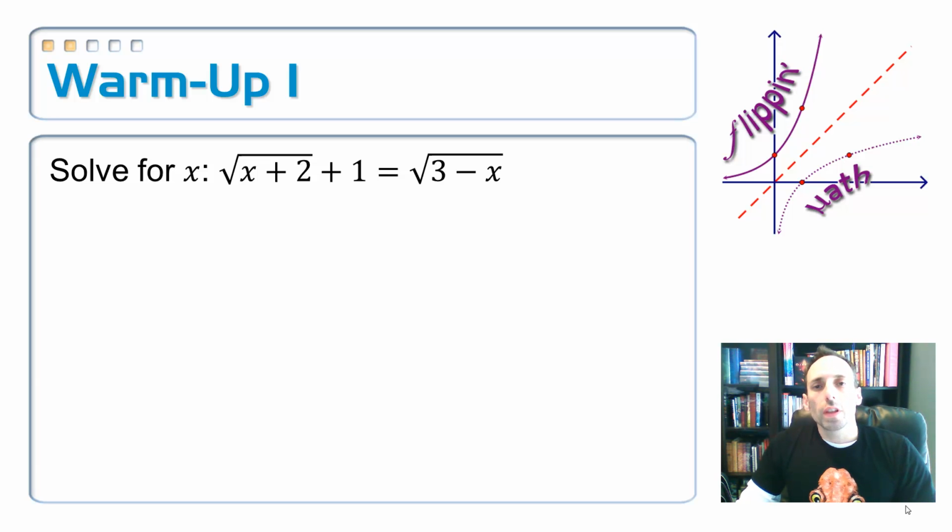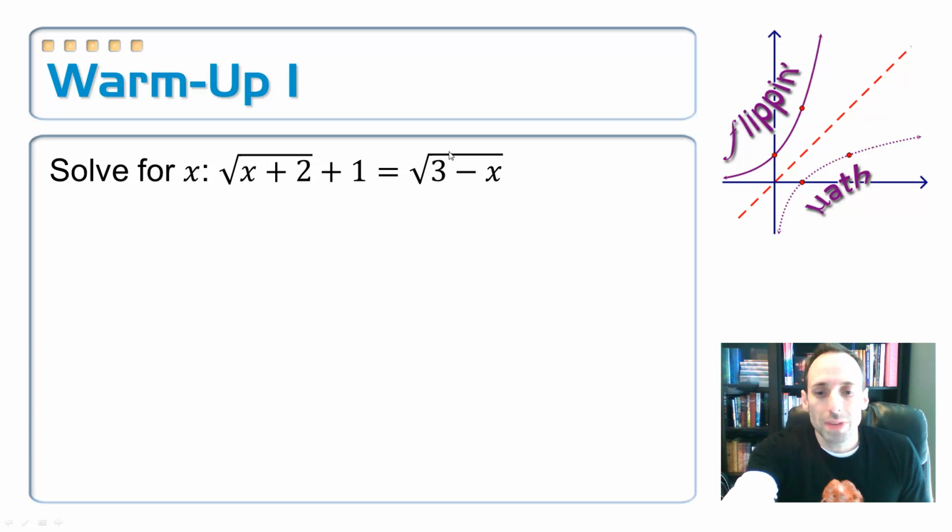So let's start off with a little warm-up. Here I'm trying to solve this square root equation, and there are square roots on either side. That's always a tip: whenever you solve a square root equation, if you've got more than one, you want to separate them so they're on opposite sides of the equal sign. Then the way we get rid of square roots is to square both sides.